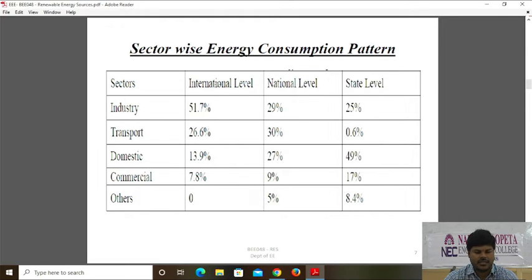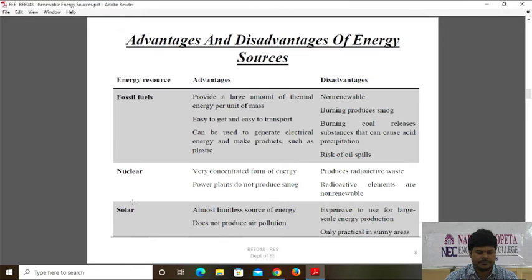This is the sector-wise energy consumption pattern as of now. So, if you take international level, national level, and state level, the industries will use 20% in state level, national level 29%, international level 51.7%. Coming to the transport, similarly, you can go for domestic, you can go for commercial, you can go for others. So, day by day, year by year, all over the globe, the energy consumption is increasing. So, we should concentrate more on renewable energy sources for the power generation.